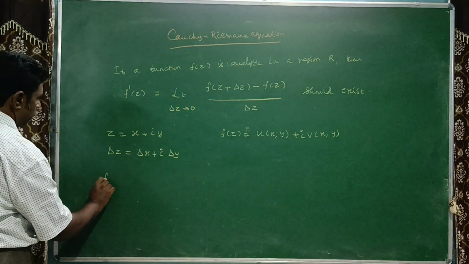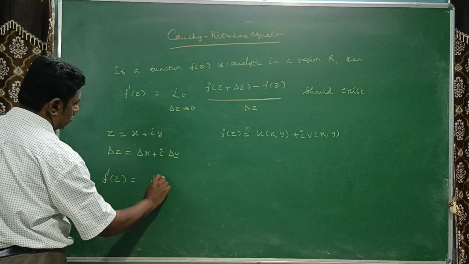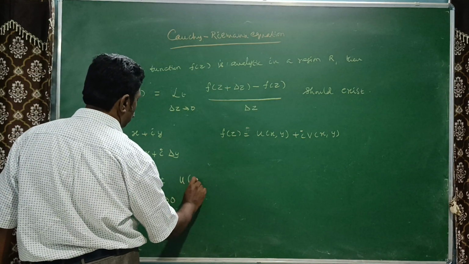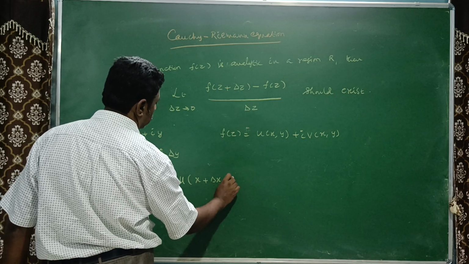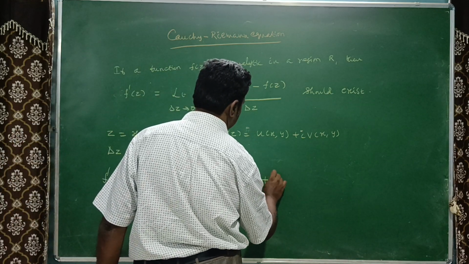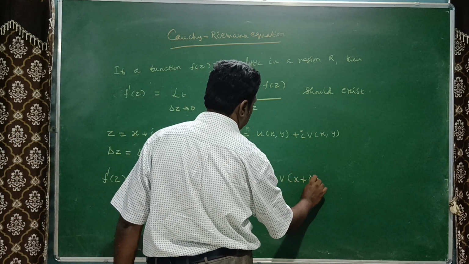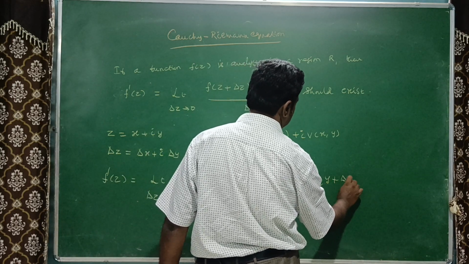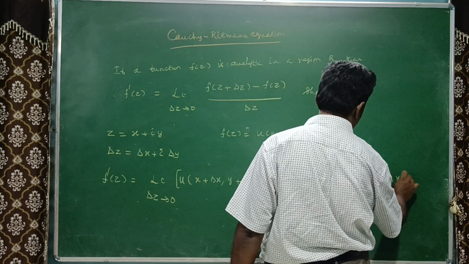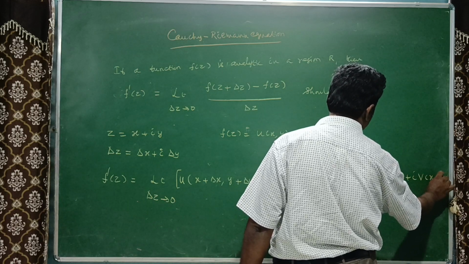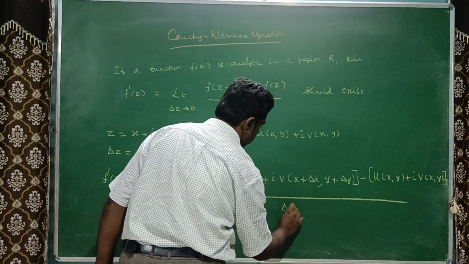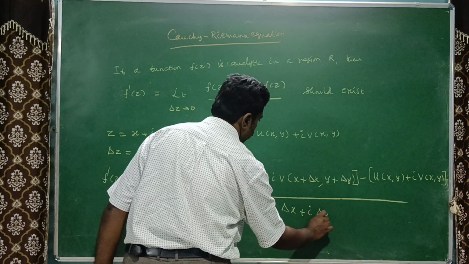Now, f'(z) becomes [u(x + Δx, y + Δy) + i v(x + Δx, y + Δy) - (u(x, y) + i v(x, y))] divided by (Δx + iΔy).